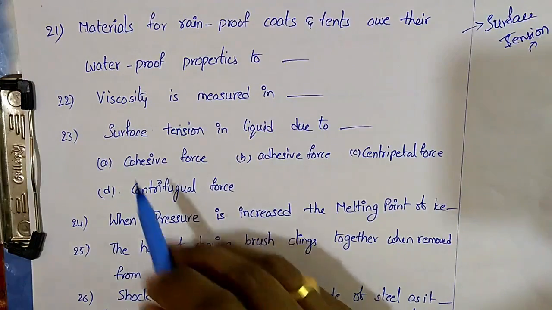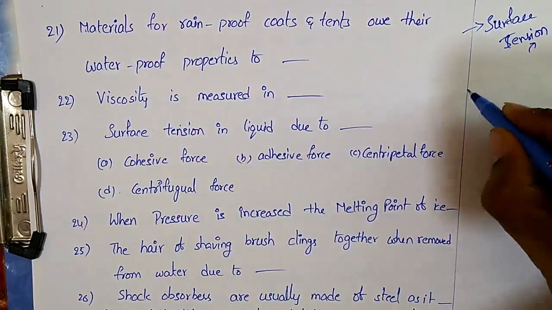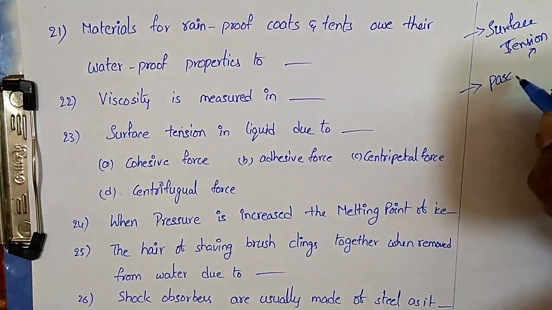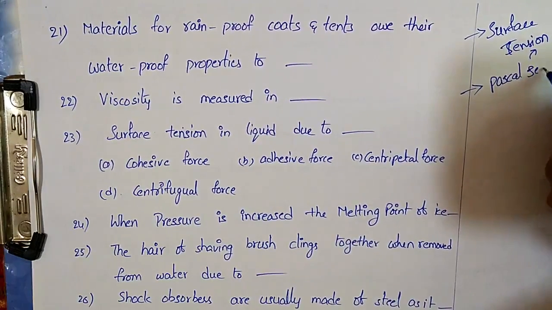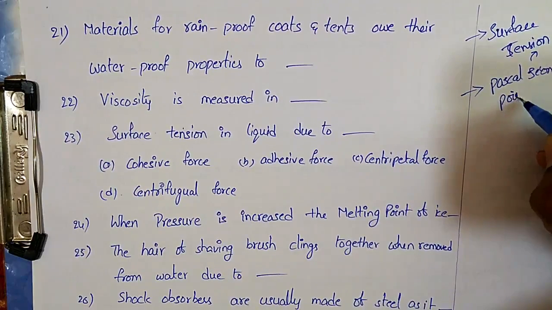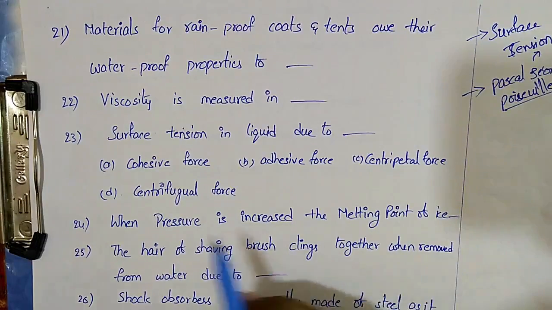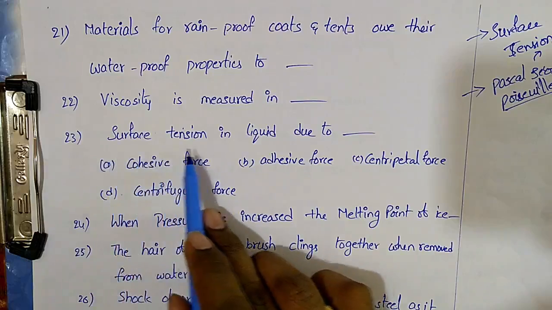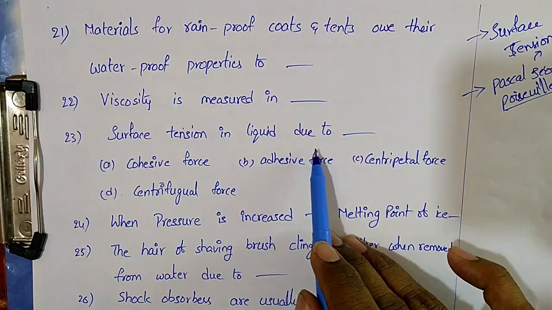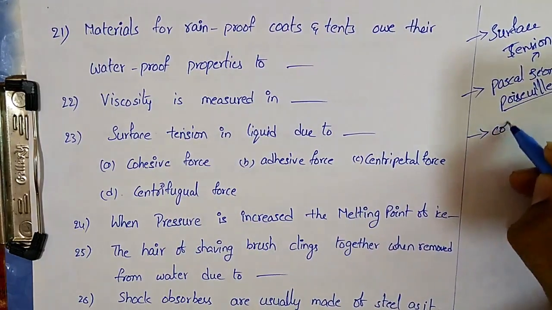And the next one, viscosity is measured in dash. We know that the units of coefficient of viscosity are nothing but Pascal second. Very, very important one. Pascal second or Poiseuille. Okay. And next one, the surface tension in liquid is due to cohesive force.